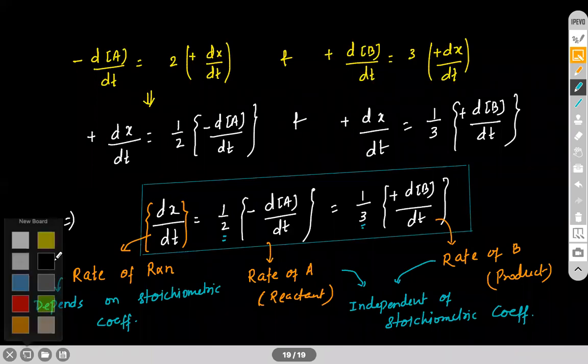Now, one general expression we'll see. Yes, Pranav, any doubt you have? Pranav, any doubt? No? Yes? You raised your hand. Okay, let it be.